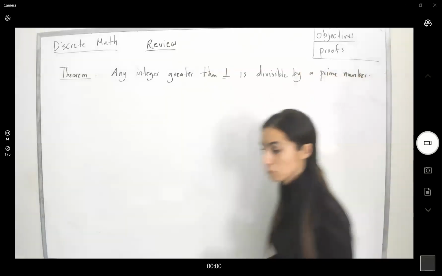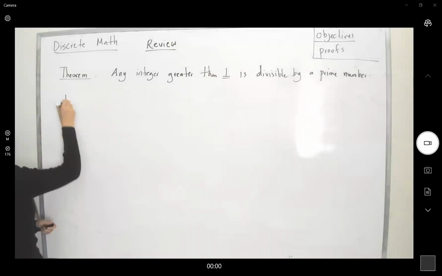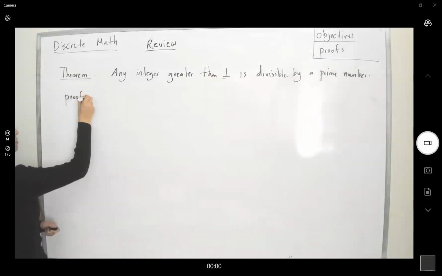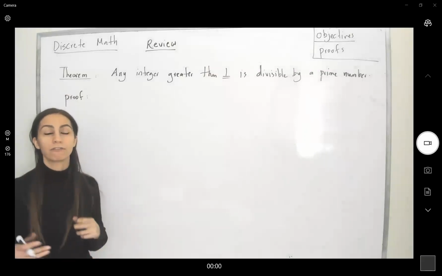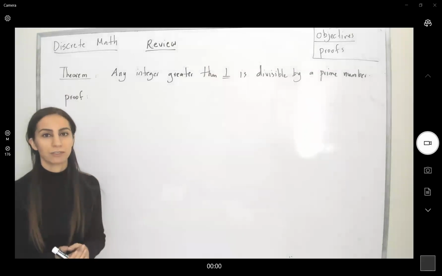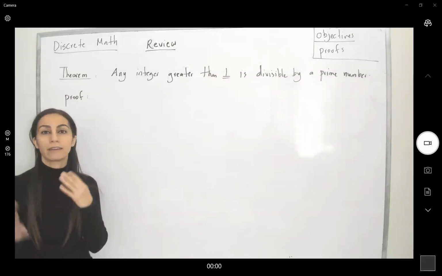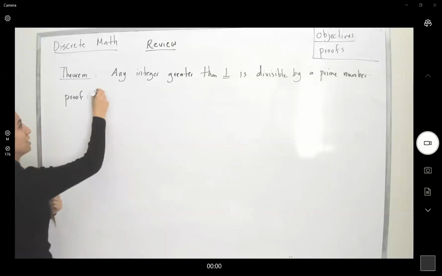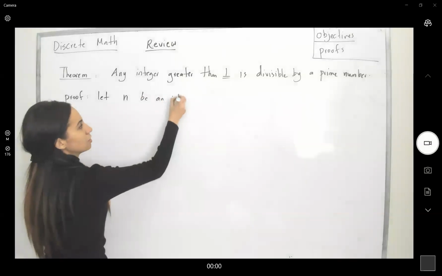Okay, so let us begin. Proof. So we're going to use common sense and the definition of prime and composite number and divisibility. What are we going to do? We're going to consider an integer like n. Let n be an integer.